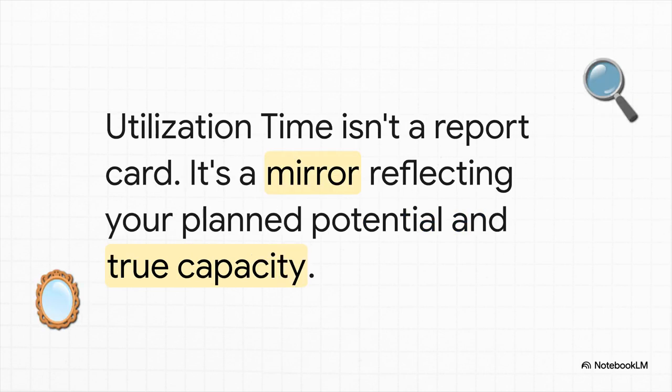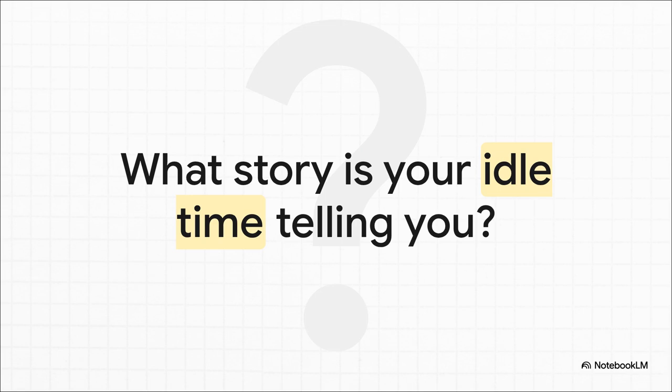So if you take one thing away from this whole explainer, please let it be this. Utilization time is not a report card, it's not giving you a grade, it's a mirror. It simply reflects the reality of your planned potential, and it forces you to ask one simple question: why? And that why is the question I really want to leave you with. Your idle time isn't just a number on a spreadsheet. It's a narrative. It's telling a story about your market demand, maybe your supply chain, or your labor strategies. So what story is your idle time telling you?